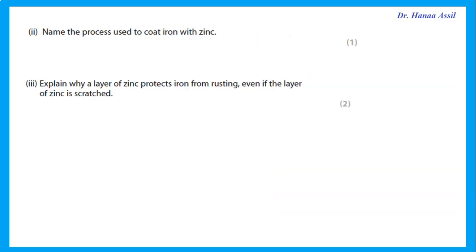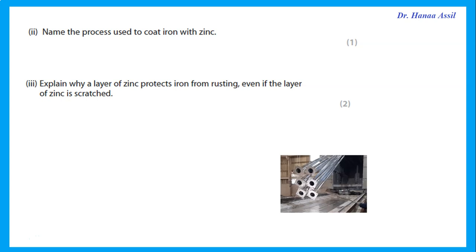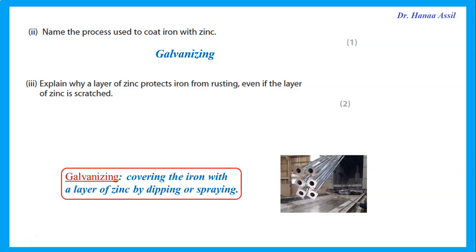Name the process used to coat iron with zinc. If I have iron and we coat it with zinc, that is galvanizing. So you should know what is meant by galvanizing. It is covering the iron with a layer of zinc by dipping or spraying.